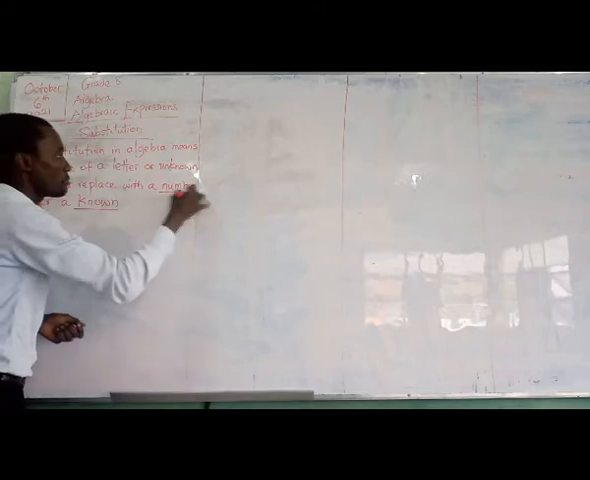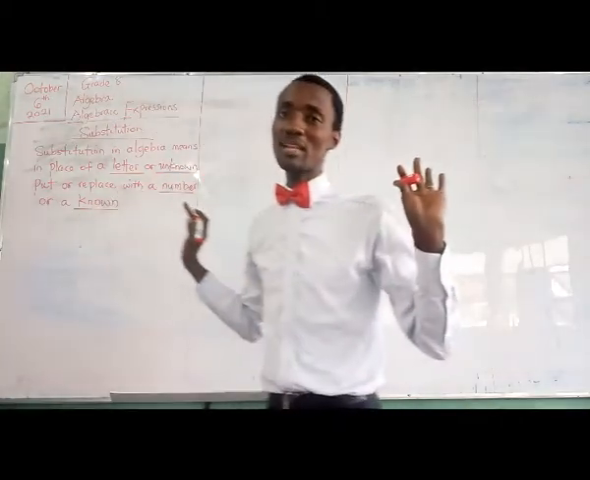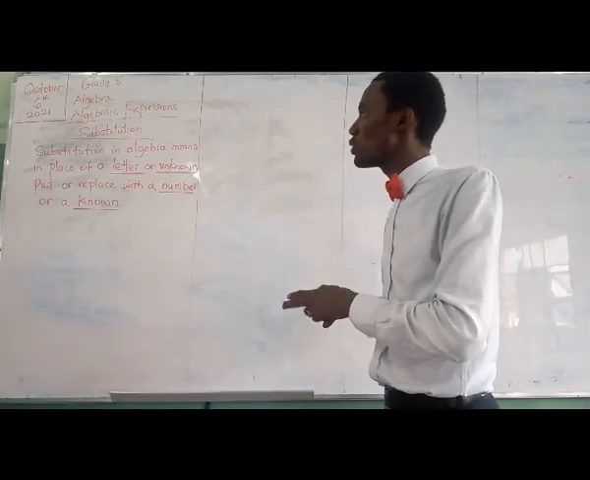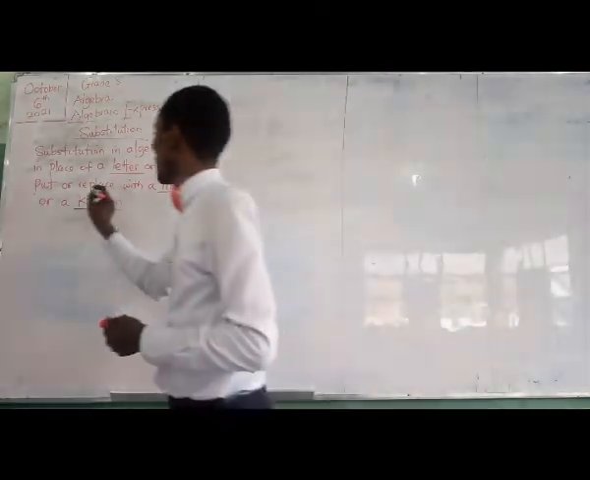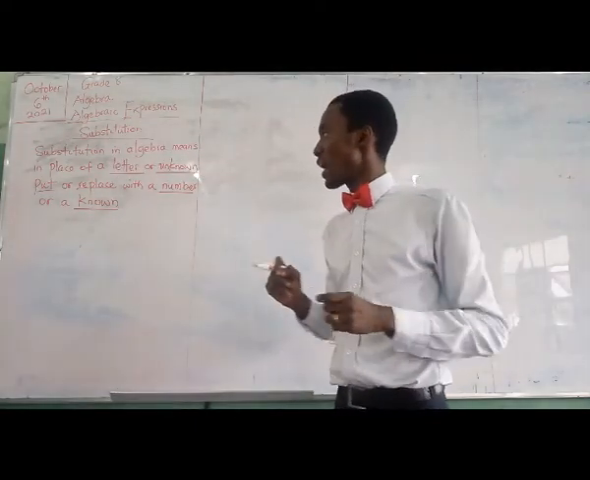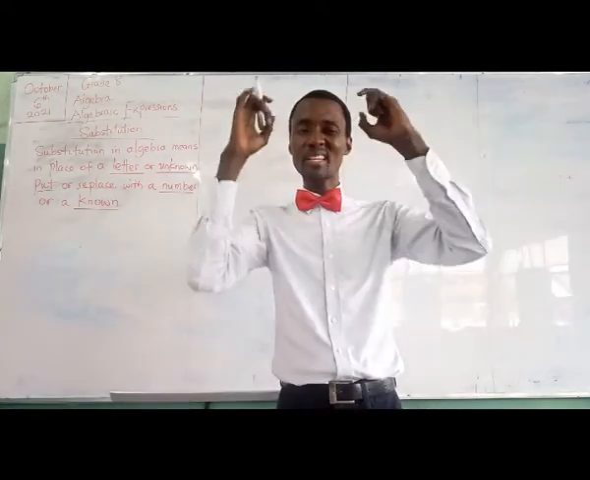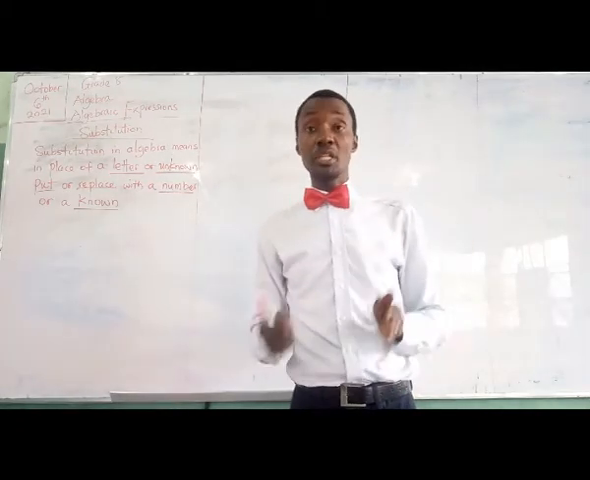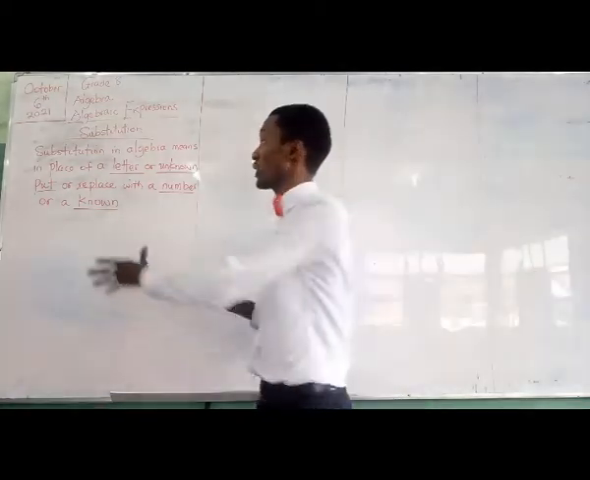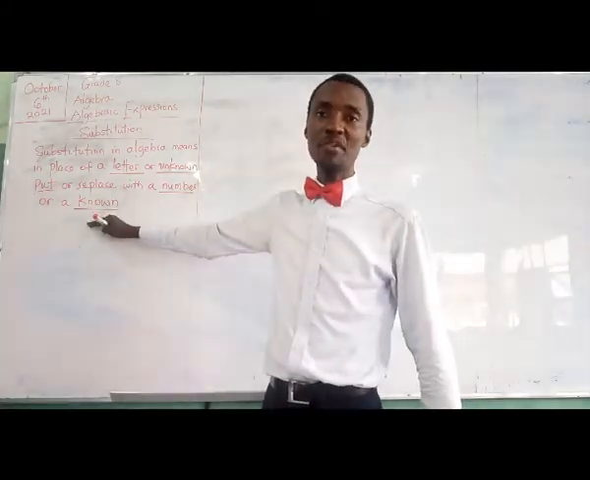Known, same thing as number. Unknown, same thing as what? Letter. That's it. It's as simple as that. Substitution in algebra means in place of a letter or a known, put or replace. You can underline that. Put or replace with what? A number or a known. We said that algebra is a description of two basic ideas, known and unknown. The known we call numbers, the unknown we call what? Letters. So once you get this idea right, every problem we're going to solve here becomes very simple for us.